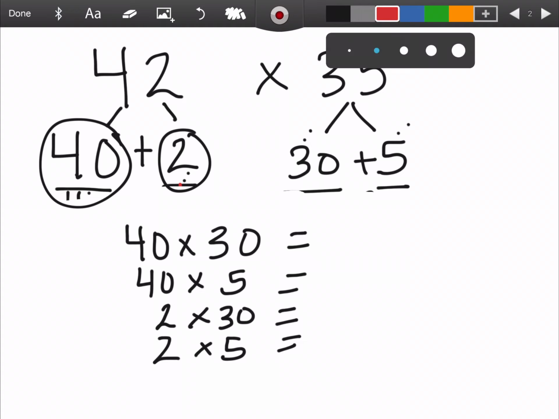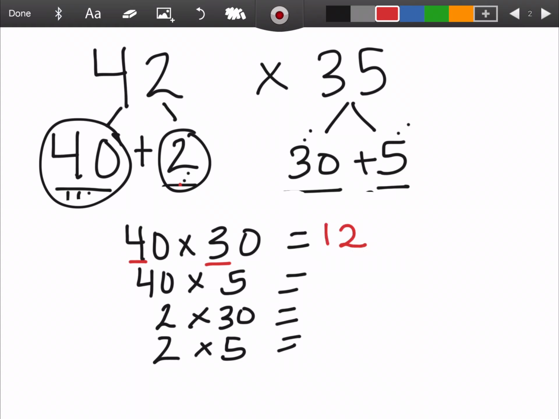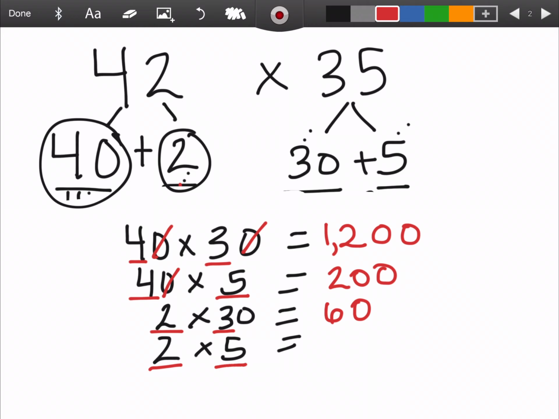So I know that 4 times 3 is 12. And I have 2 zeros, so I'm going to add 2 zeros at the end for 1200. I know that 4 times 5 is 20. I have 1 zero on the end, and that's going to give me 200. I know 2 times 3 is 6, and I have a 1 zero on the end, which makes 60. And I know that 2 times 5 is 10. And I have no zeros, so it's just 10.